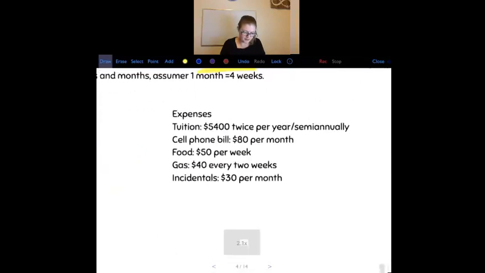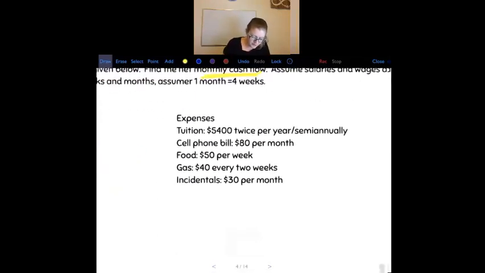Okay. So let's go over to expenses. I'm actually going to start with food, it's a little bit more straightforward. $50 per week, and if we're assuming that there's 4 weeks in a month, this is 50 times 4, so this would be 200. $40 every 2 weeks. Well, if you get 40 every 2 weeks, how much would you get in 4? You would multiply this times 2 to get 80. $30 per month for incidentals, which really just means miscellaneous. Cell phone bill, 80 per month.